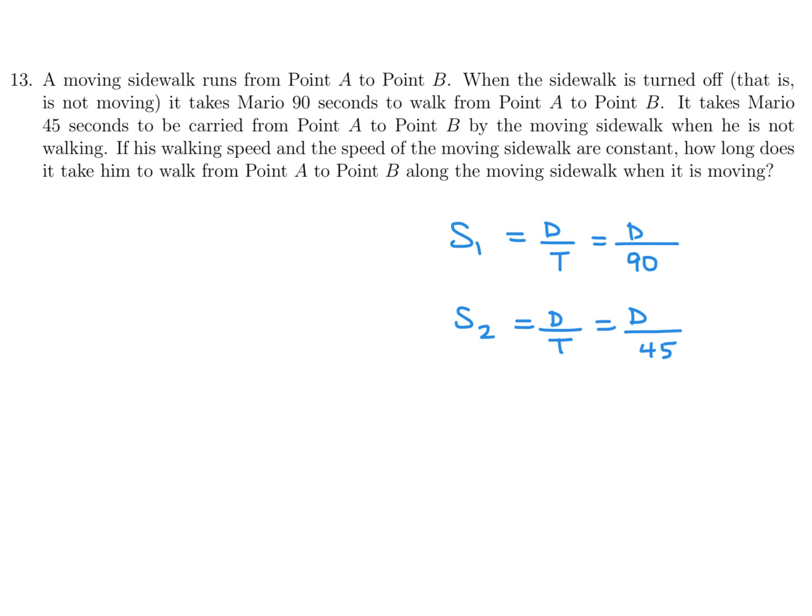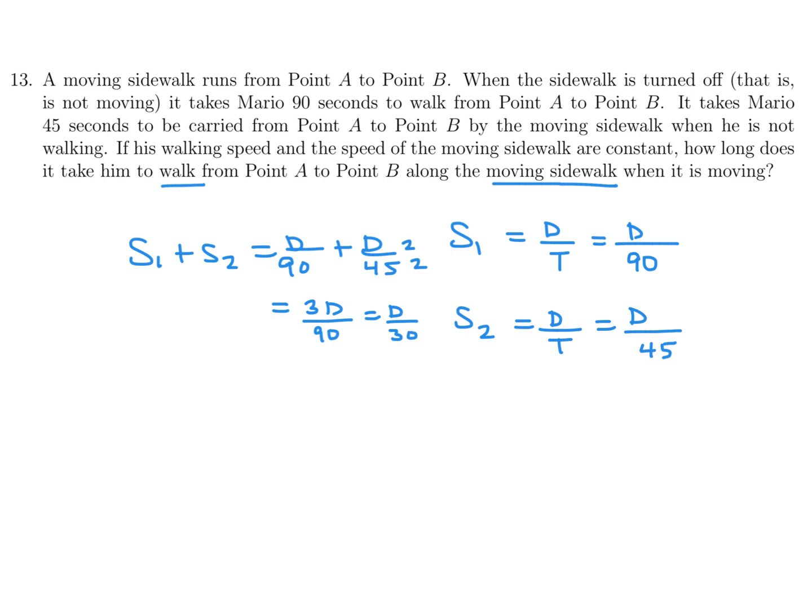So the speed that they're asking is walking on the moving sidewalk. So it's 2 speeds combined, so S1 plus S2. And that's going to be d over 90 plus d over 45. And then multiply by 2. So this is 3d over 90, which is d over 30.